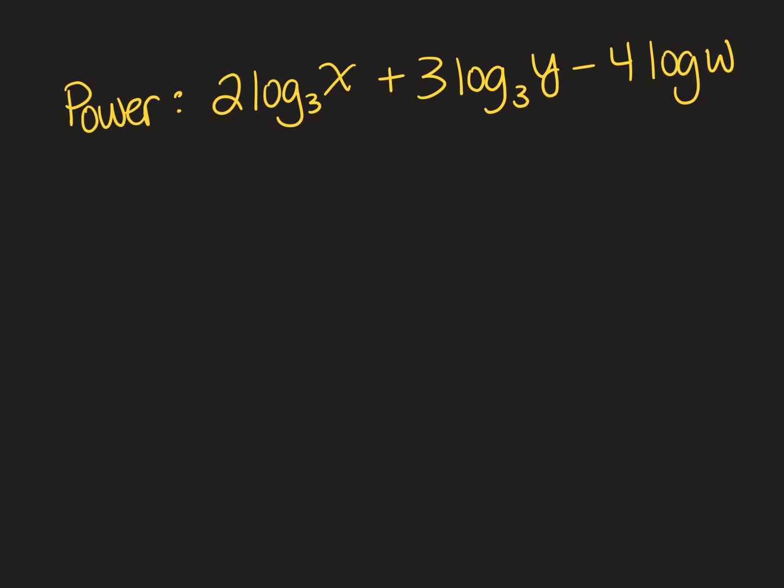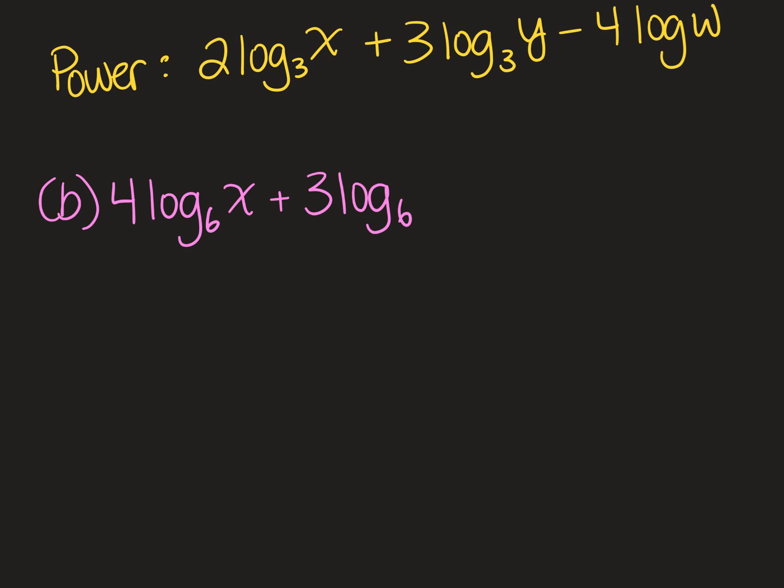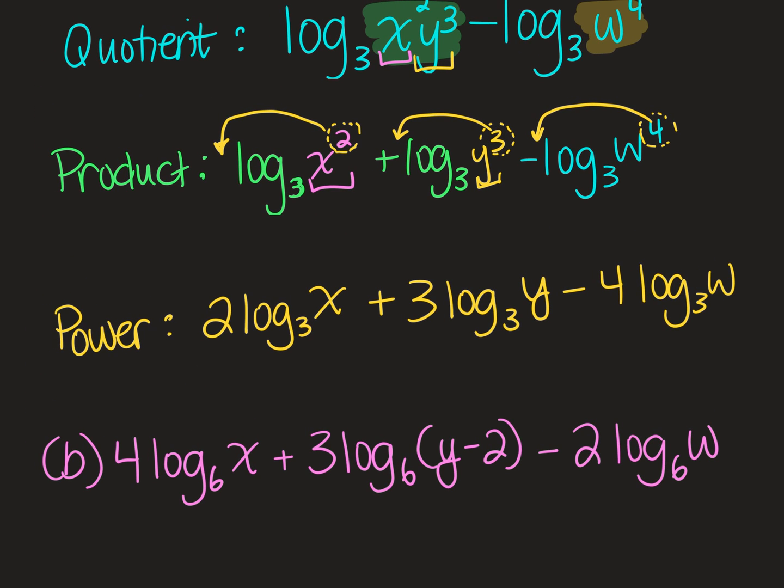Okay, let's go the opposite direction. So let's say that I give you the expanded form of it. So something like this. 4 times the log base 6 of x plus 3 times the log base 6 of y minus 2, minus 2 times the log base 6 of w. Wait, can you scroll back up a little bit? All right, so we missed the 3 on that log base 3 of w.